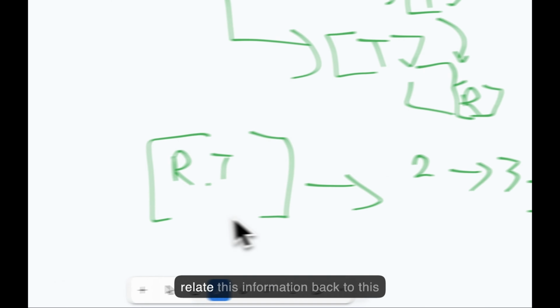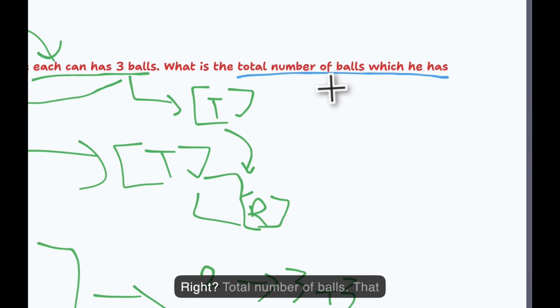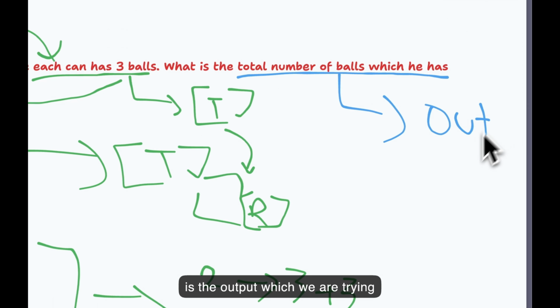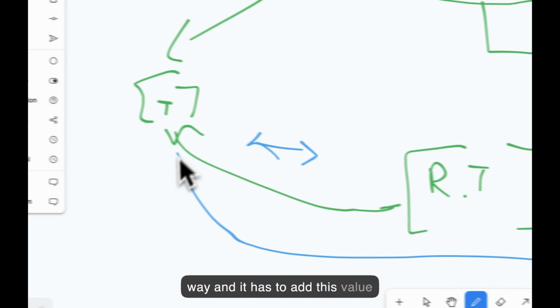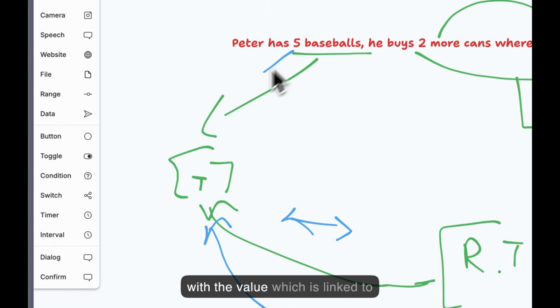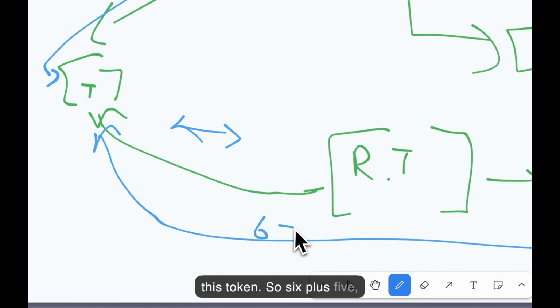Now it has to relate this information back to this information, because that's the final output which we require, right? Total number of balls, that is the output which we are trying to get. So this has to be linked two-way, and it has to add this value with the value which is linked to this token. So 6 plus 5, 11.